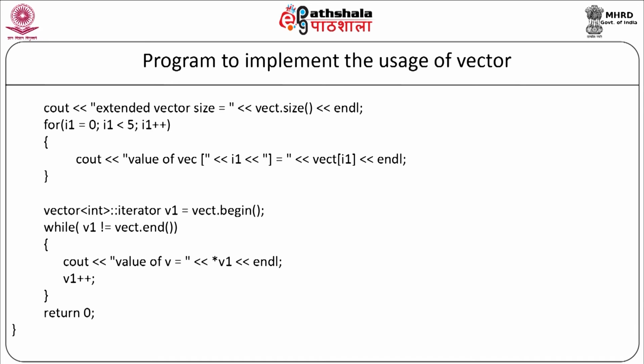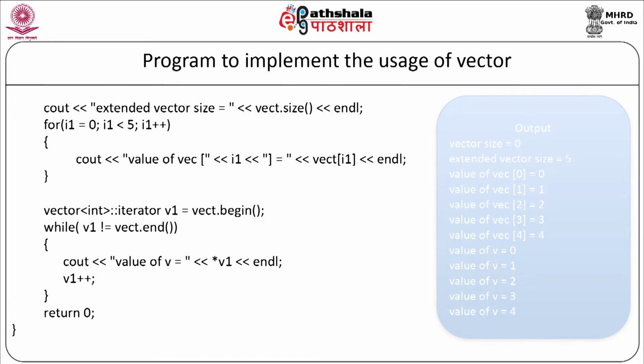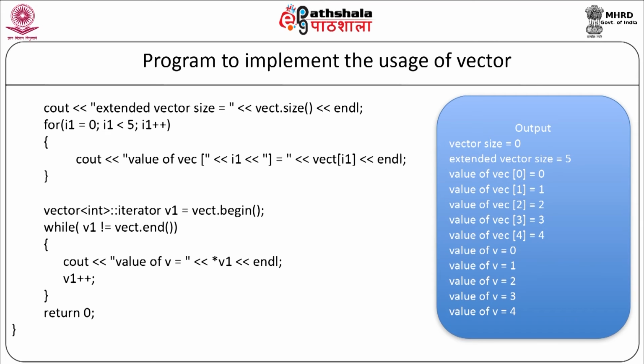Now when the above code is compiled and executed, it will produce the result as vector size is 0 which is initial, extended vector size is 5, value of vect 0 is 0, value of vect 1 is 1, value of vect 2 is 2, value of vect 3 is 3, value of vect 4 is 4. Next, value of v is equal to 0, value of v is equal to 1, value of v is equal to 2, value of v is equal to 3 and value of v is equal to 4.